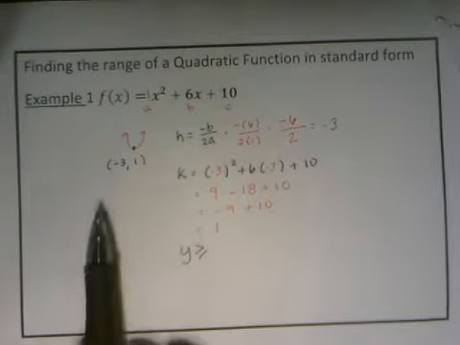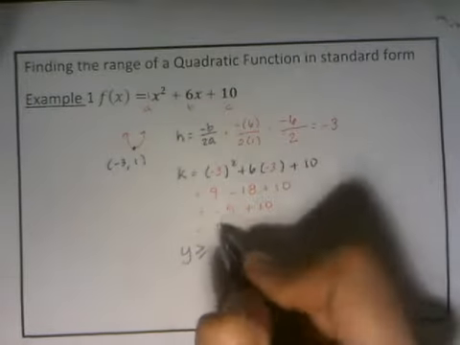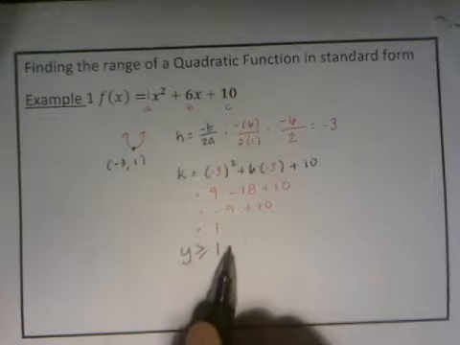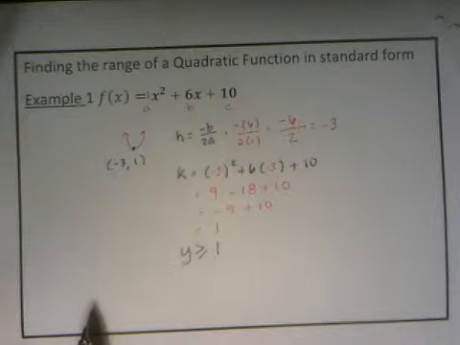And even though I don't have the whole graph sketched out, I know that the range is going to be y is greater than or equal to positive 1, because positive 1 is the k value that comes from the vertex.